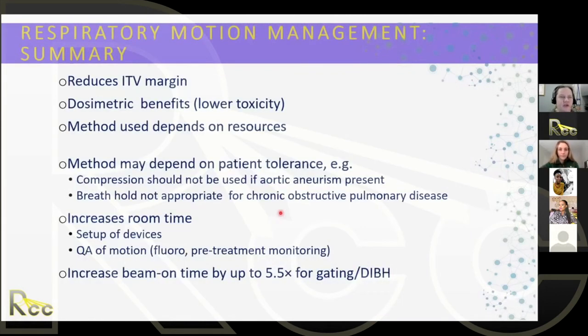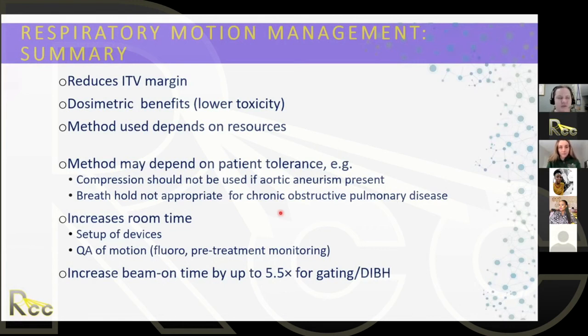So in summary, respiratory motion management is very helpful to reduce the ITV margin for lung, liver, and pancreas. It has significant dosimetric benefits, lower toxicity. And what method you choose to use really depends on your resources and your technologies. A lot of times you actually can get by with fairly low-tech approaches, which tend to be also very robust. The method may also be dependent on your patient tolerance.